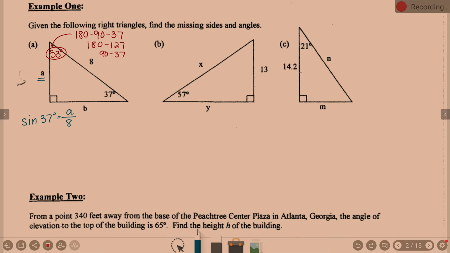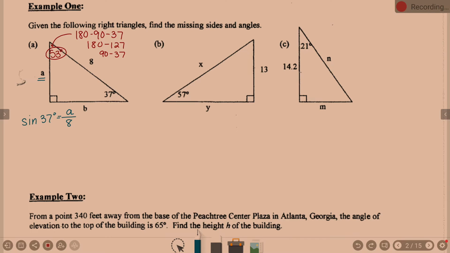So that's my setup. Are we okay with where this equation came from? Okay. Don't worry about the calculator part. I'll get to that. I'm concerned, do we understand how to get this? If I'm trying to find A, that's the opposite side. So I need something that uses 37 degrees and the opposite side. I know the hypotenuse. So that's my sine.